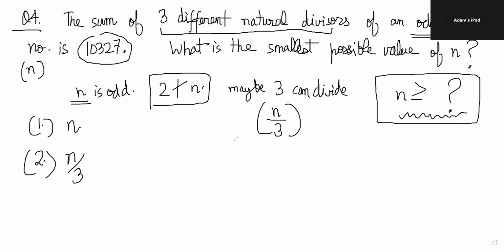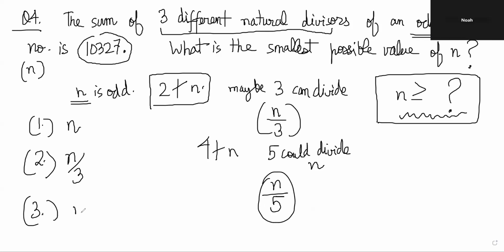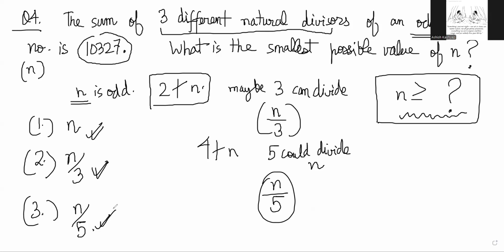Similarly, 4 cannot divide n, but 5 could divide n. So in that case, the largest divisor would be n by 5. These are the maximum possible divisors that you can get. 2 and 4 are not allowed, so n by 2 and n by 4 are not allowed. So if I add these, n plus n by 3 plus n by 5, this is the largest possible value of the sum of three divisors.